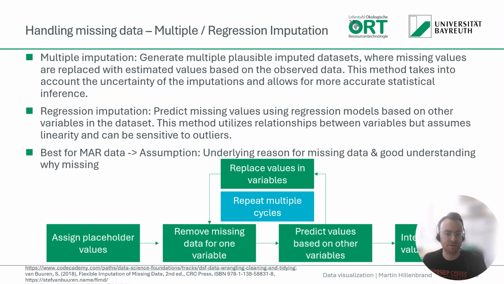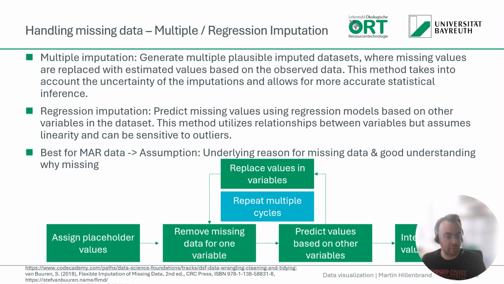Sometimes we have solutions like multiple or regression imputation. Multiple imputation generates multiple plausible imputed datasets. So this is basically changing the way of closing the data gaps with changing values, and then in the end looking into different scenarios. You're taking 10 different approaches to close it, and then you look at how large the deviation between the results is. That way you can calculate statistical inference, and you get a good understanding of the uncertainty in your dataset, which is introduced just because of your closing algorithm.